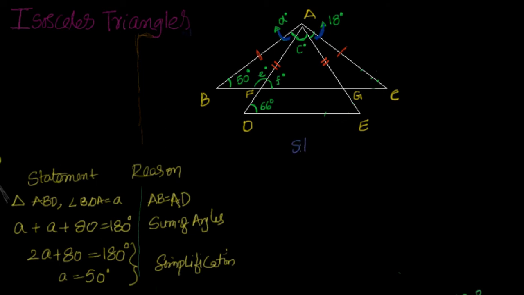Okay, let's put here statement, reason. Let's look at the figure here. You have two triangles. One triangle is ADE, another triangle is ABC. But I see a lot of equal sides, right? See, in triangle ABC, AB equal to AC.